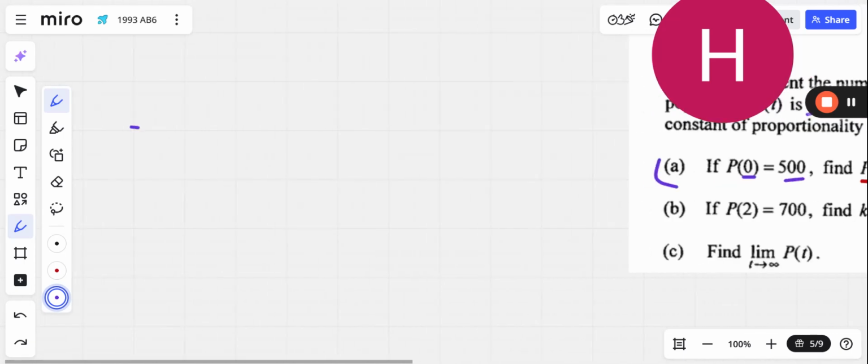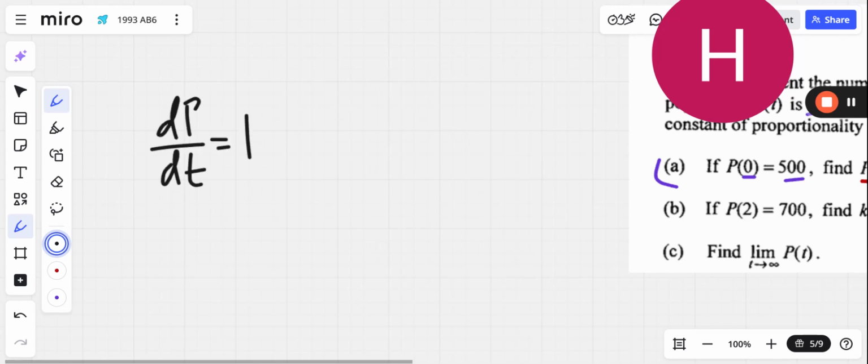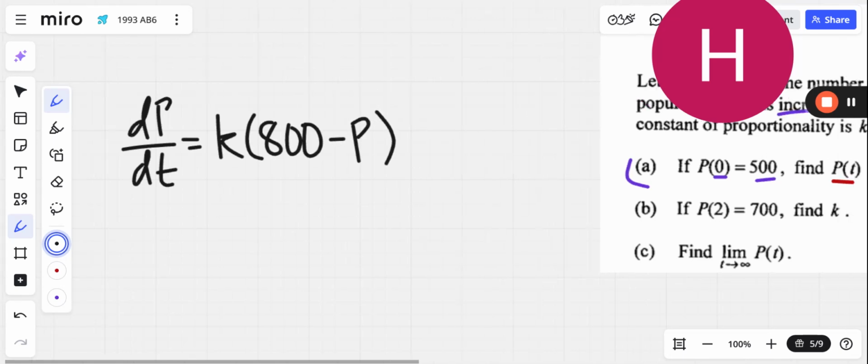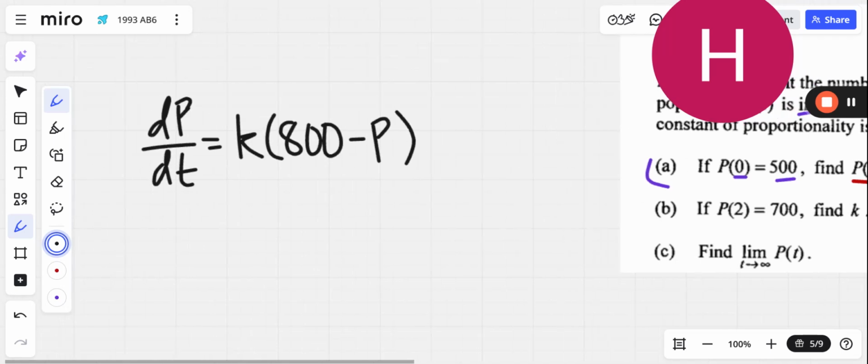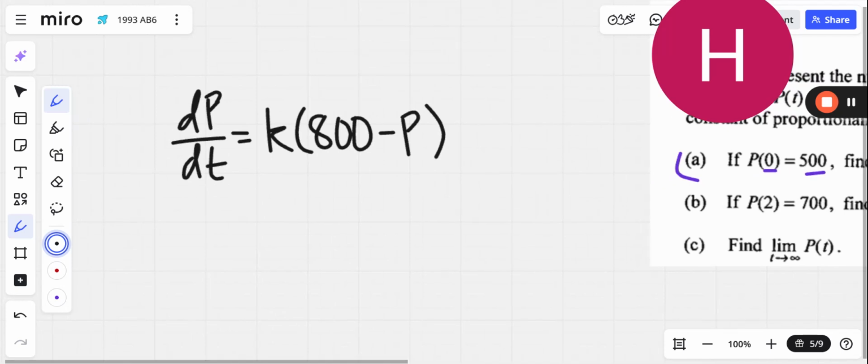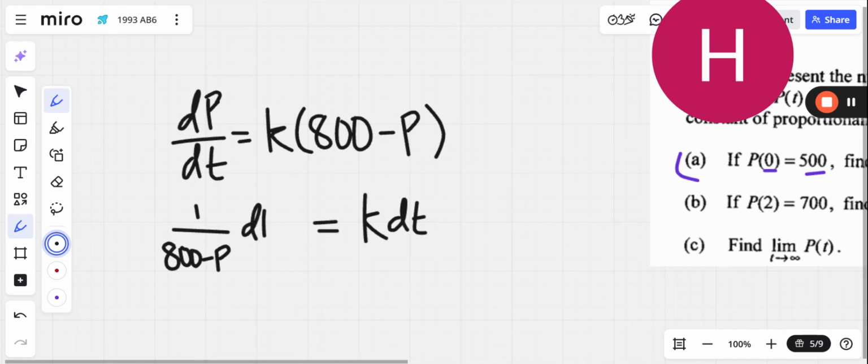All right, so let's get started with this. We have dP/dt equals k times 800 minus P. I'm not going to put P of t, I'm just going to put P for laziness. And we need to get all the variables separated. So we need the dt stuff on one side. I'm going to multiply that on the right. And we need all the P stuff on the left. So I'm going to divide: 1 over 800 minus P dP.